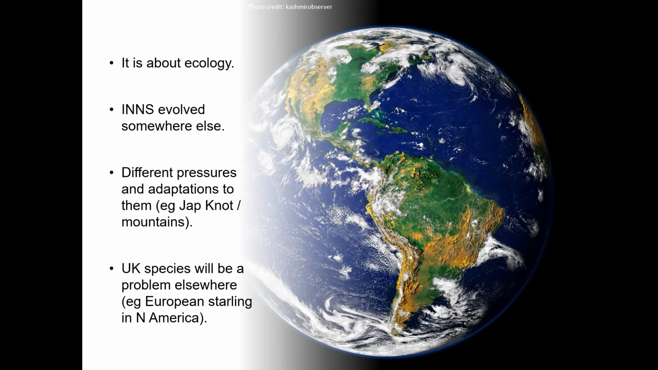And I've also put here that UK species can be a problem somewhere else. So it's not just about all these invasive plants coming in here. Some of our plants and animals that have evolved in our communities or our habitats are a problem in other places. So the European starling that we want to have here and is a native, and we love seeing them, a handful of them were taken to Central Park in New York in the 1860s, and they did really well, and they're now classed as an invasive non-native species in North America.